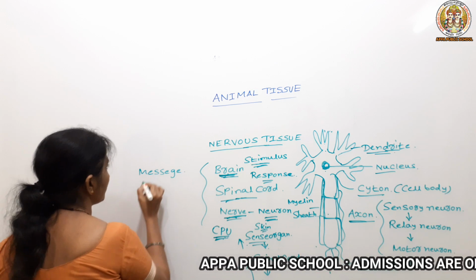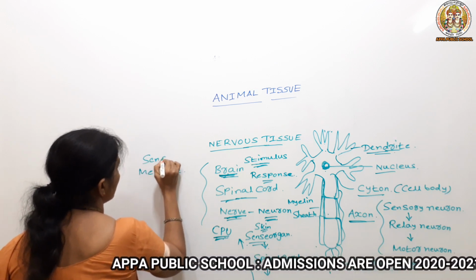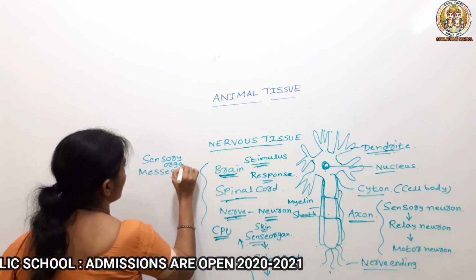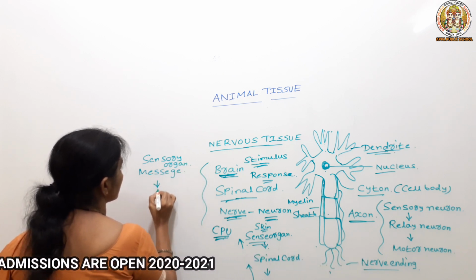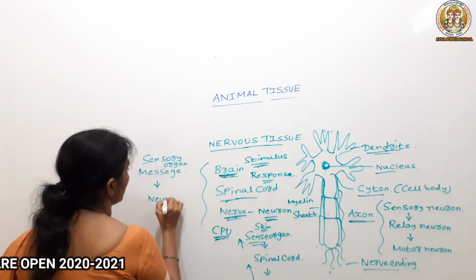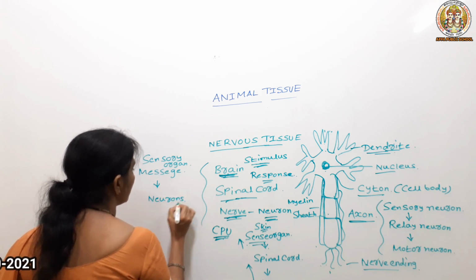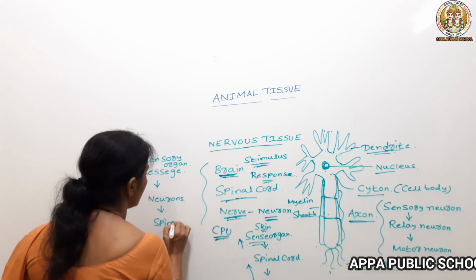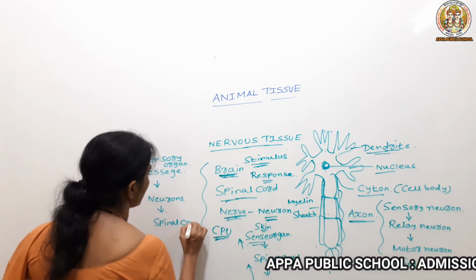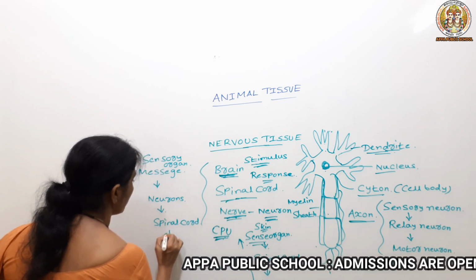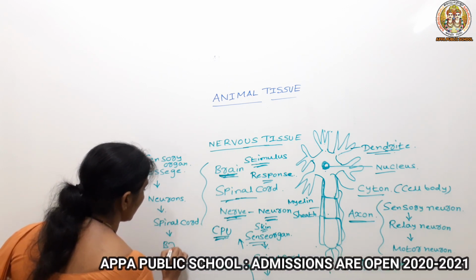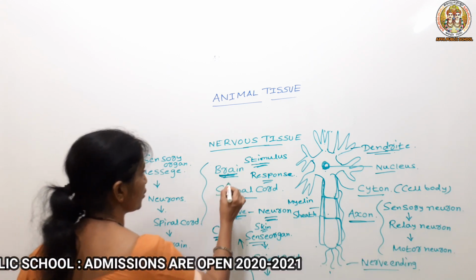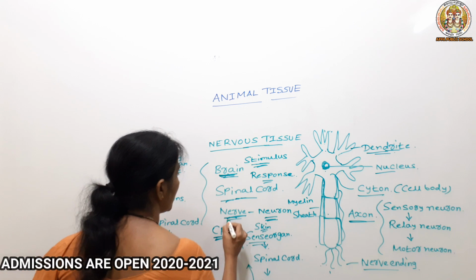Message, it will take from the sensory organ through these neurons. Neurons will be taking the message, and the spinal cord also consists of different types of neurons. Then it will reach the brain. So in this way, the nervous tissue mainly consists of brain, spinal cord and nerve.